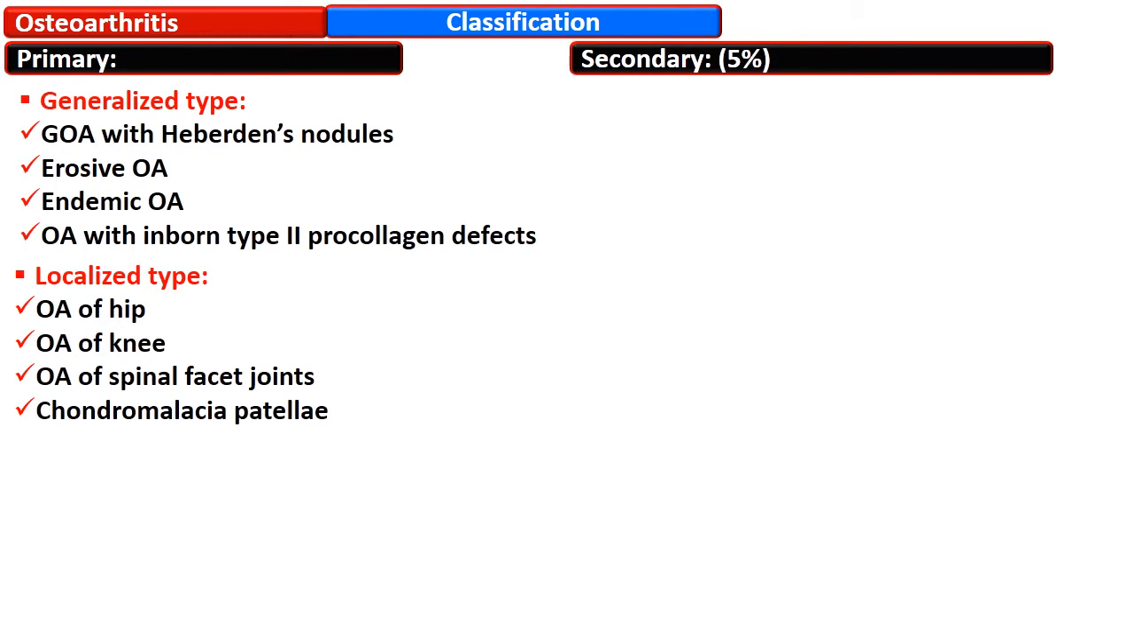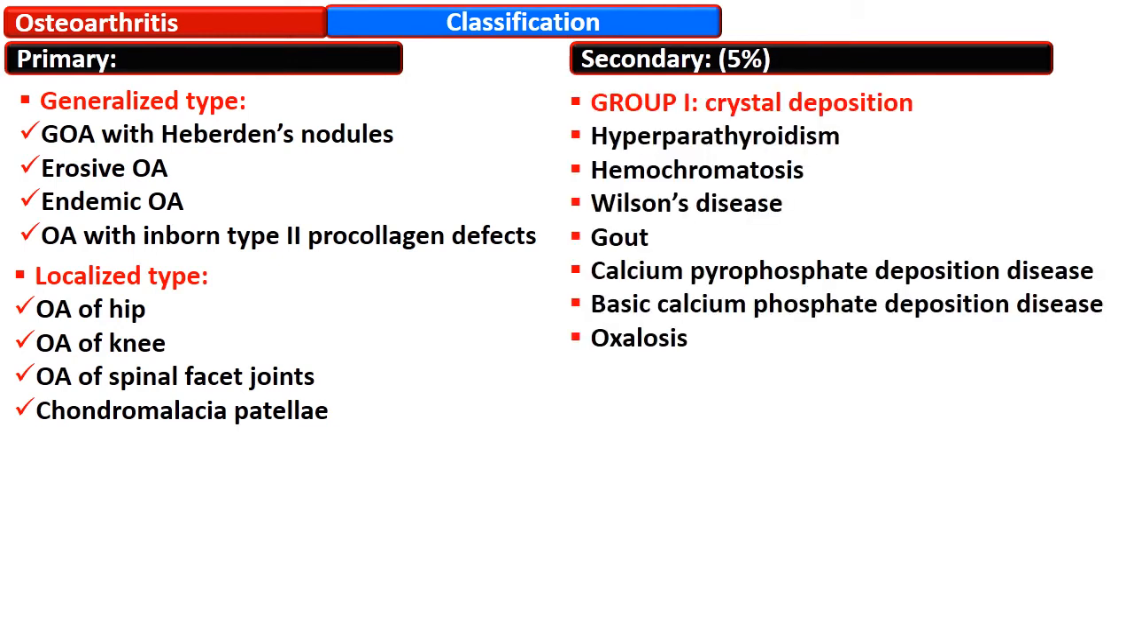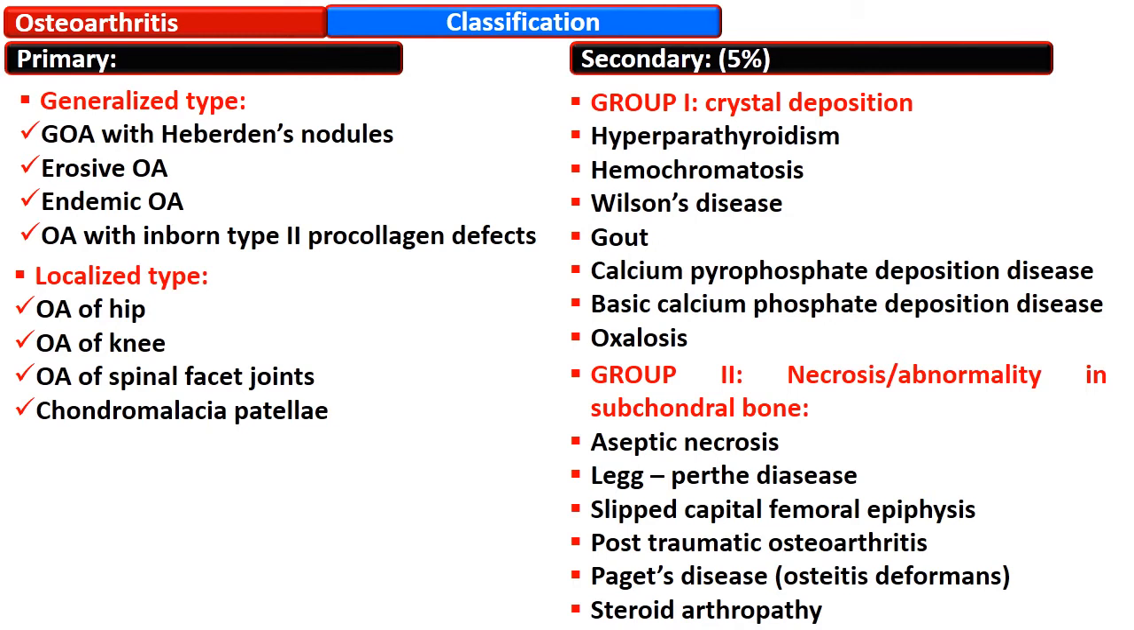Then this secondary type of osteoarthritis can be divided into various groups. In group 1, there is crystal deposition, such as in hyperparathyroidism, hemochromatosis, Wilson's disease, gout, calcium pyrophosphate deposition disease, basic calcium phosphate disease, oxalosis. Group 2 is concerned with necrosis or abnormality in the subchondral bones, such as Lippincott disease, aseptic necrosis, slipped capital femoral epiphysis, post-traumatic osteoarthritis, Paget's disease of the bone, and steroid arthropathy.